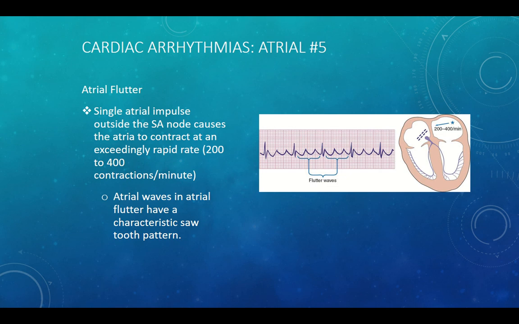and the SA node causes the atria to contract at an exceedingly rapid rate, 200 to 400 contractions a minute. So the top of your heart is just beating away and not giving much pumping action to your ventricles. So you lose about 30% of what they call your atrial kick, so that you don't have the atria helping you along there for your cardiac output.